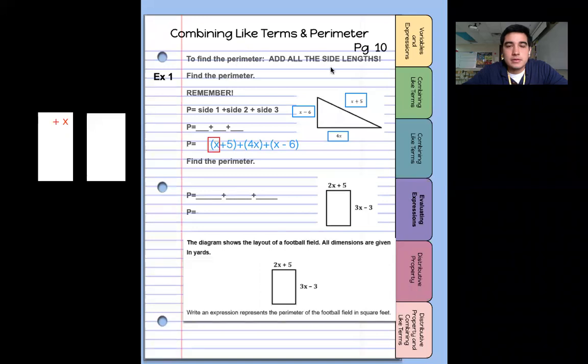If I can get the right color to work. There we go. So I have a positive 5. So I'm going to put that positive 5 here in the next classroom, okay? Now we go to the next one. So I have 4x, right? So 4x has the same like terms as the x. So I'm going to put a little box around that. And I'm going to put the 4x in the same classroom as I put the other x. See that? 4x.